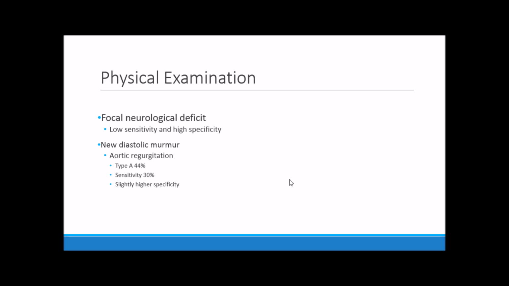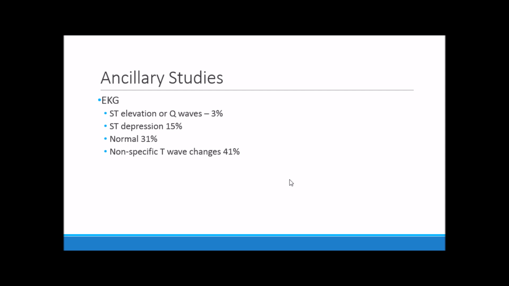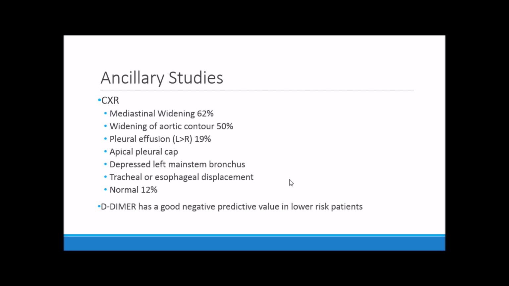Okay. You should look for focal neurological deficits. Remember, this can take out the spinal arteries. Okay? And you should listen for a murmur. Okay? Because people can have them. Ancillary studies, EKG, not all that helpful. Most of the people who have changes, it'll be very nonspecific. Okay? Chest x-ray will be widened in 62% of people. 50% will have a change in the contour of the aorta, not necessarily the whole mediastinum. Okay?